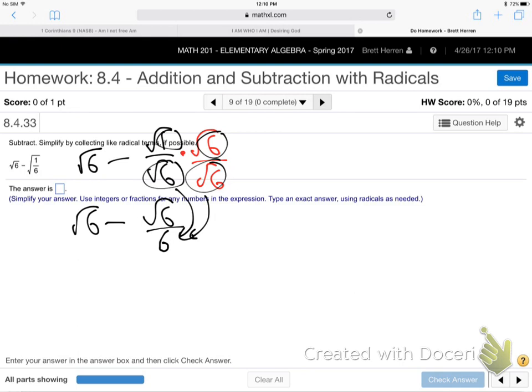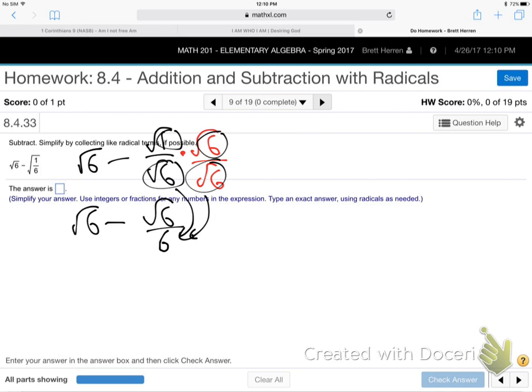Okay, are we good so far? But now you have a root 6 and a root 6. We'll get there. Everybody good to that point? Why can't we just stop right here? Because these guys are like terms. They're both root 6s, so we do have to combine them somehow.